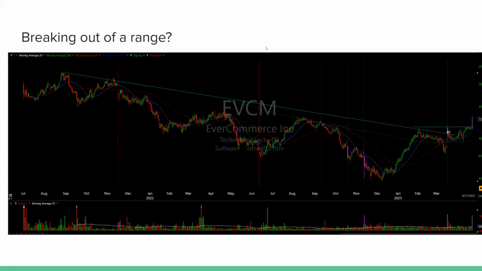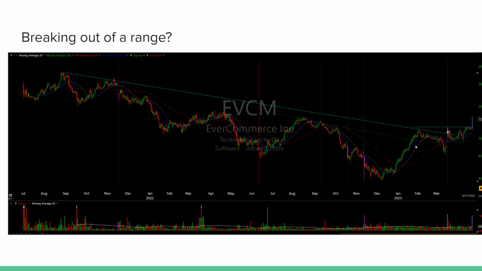Okay, so what do I mean by is the stock breaking out of a range? Let's take a look at EVCM. So this is a stock that popped up on my earnings winner scan yesterday, and you can see clearly why it did so. The volume was more than twice the average volume, which is denoted by the white line here. And the ADR was more than twice the average daily range of the stock. In this case, the ADR of the stock is 5% and it moved up 13% on the day.